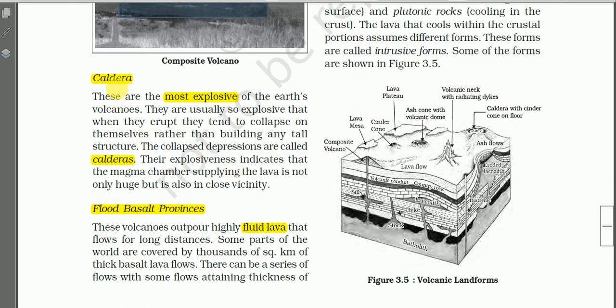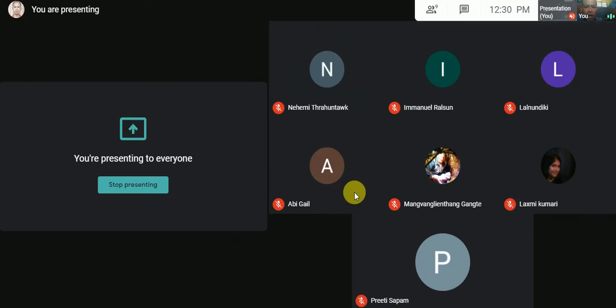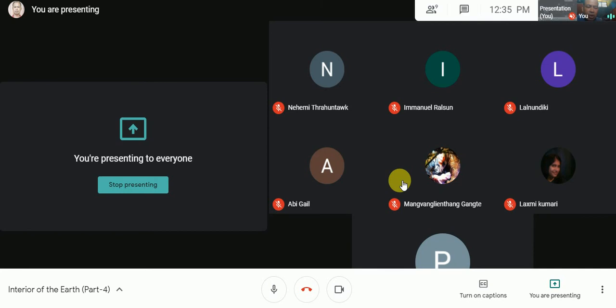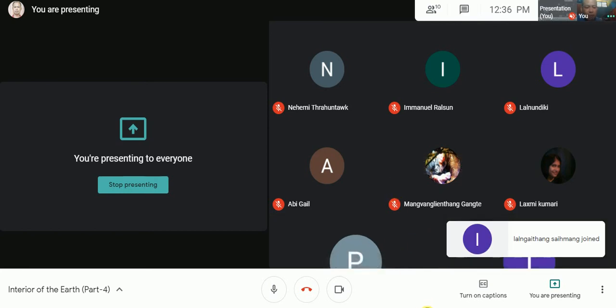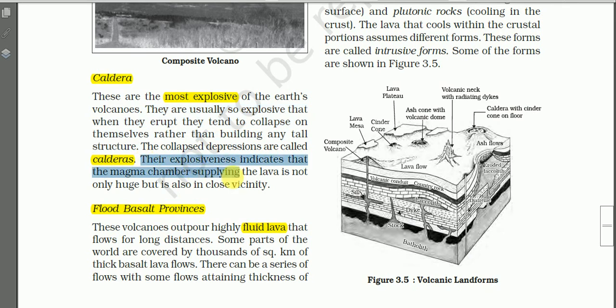Okay, next type of volcano is known as caldera, and these are the most explosive of the Earth's volcanoes. They are usually so explosive that when they erupt, they tend to collapse themselves rather than building any tall structure. Instead of building volcanic mountains, the magma is collapsing on the mouth of the volcano itself, and their explosiveness indicates that the magma chamber supplying the lava is not only huge but also in close vicinity.